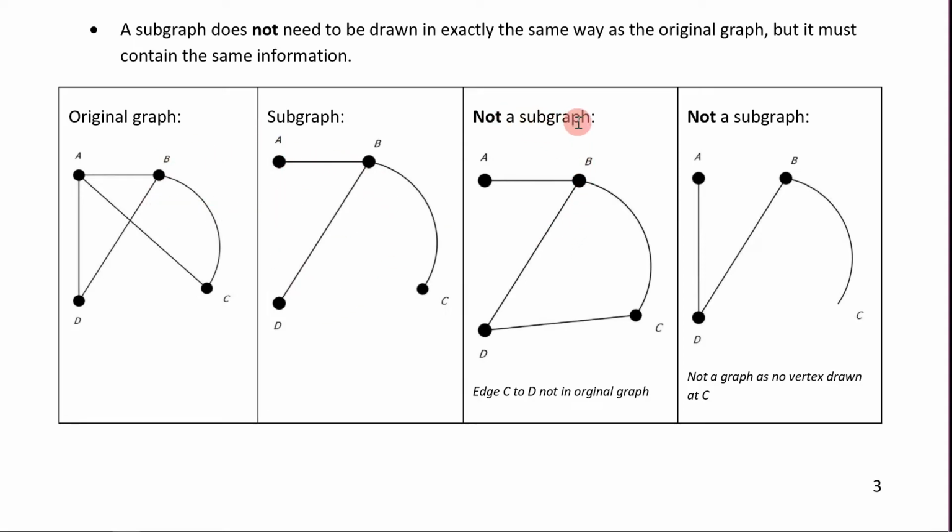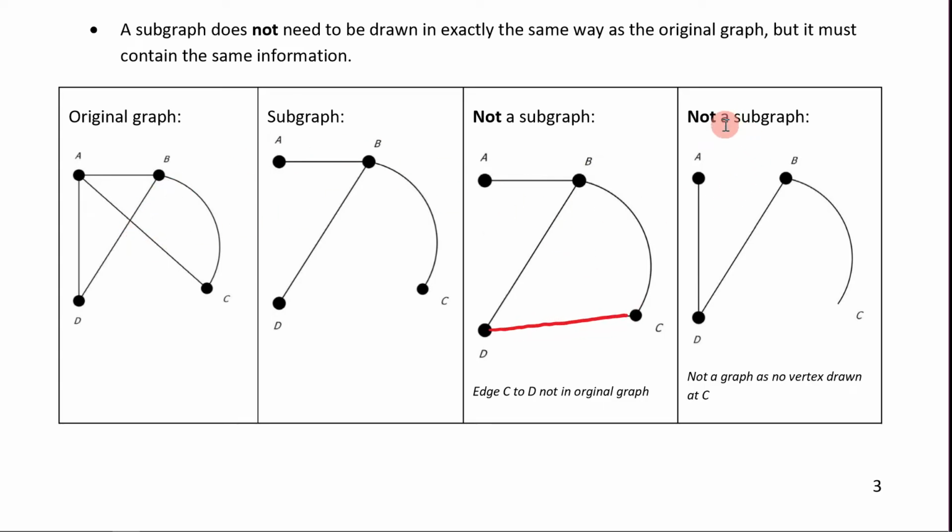This is not a subgraph because edge C to D was not in the original graph. So do you see here? This was not in the original graph. And let me do it in another color. Let me do it in red. This is not a subgraph because they've added in an edge that wasn't in the original.